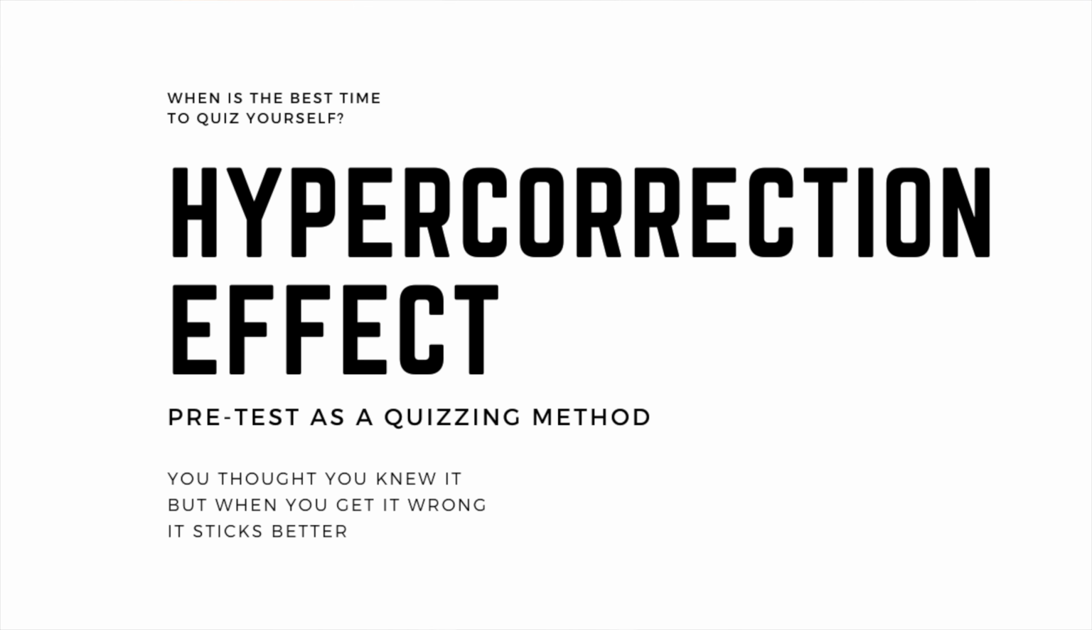If you start quizzing yourself before you learn the information, such as using a pretest, this could be pretty helpful because you get the benefits of the hypercorrection effect. This is when you thought you knew the answer to something, but then you end up getting it wrong, which then leads to you being more likely to remember the right answer once you get it.